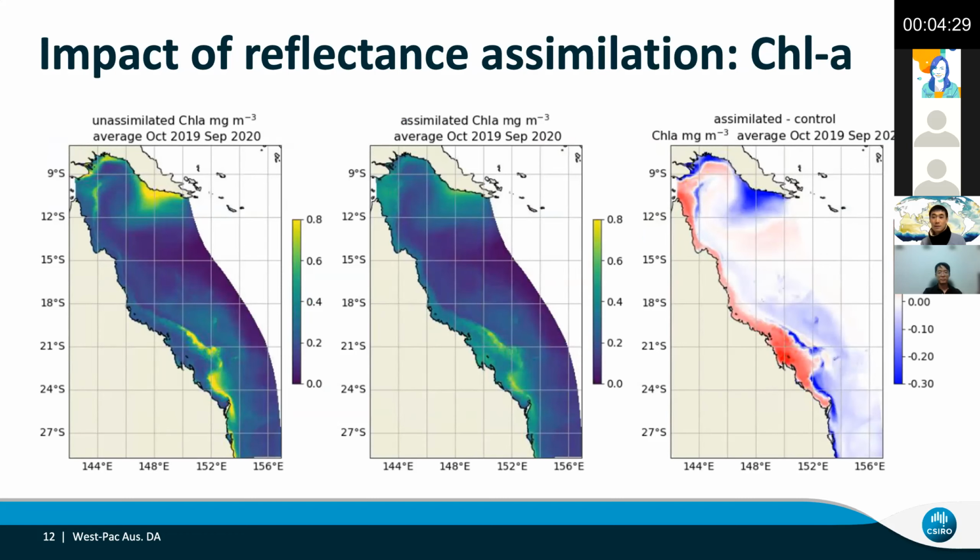So to give you a taster for what it looks like, if we have a free run of the model on the left there, that's the October average chlorophyll in the surface.